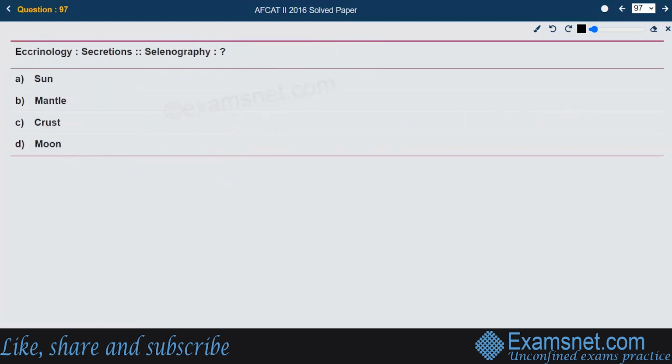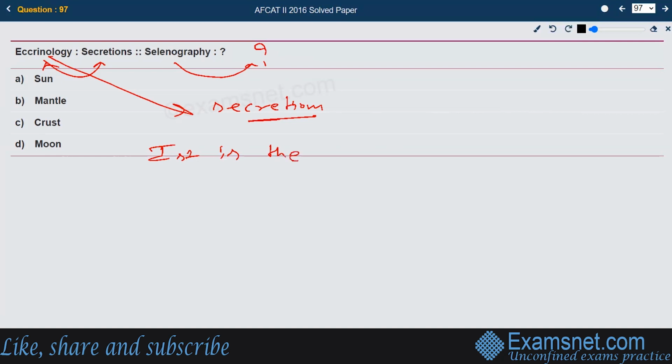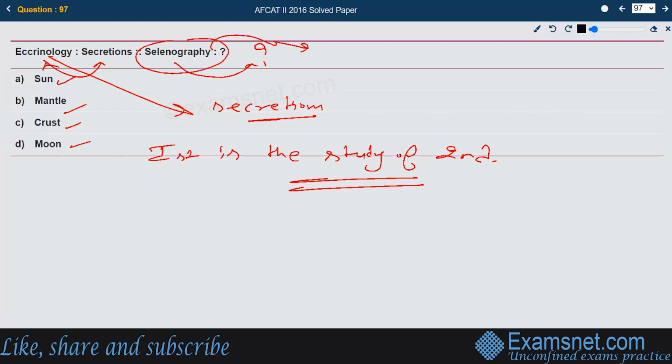Next, the connection between acrinology and secretion, that same connection should be developed between selenography and what? Acrinology simply is the study of secretions only. So we can connect it as: first is the study of second. The options are sun, mantle, crust, and moon. So we need to know selenography is the study of what? Selenography is nothing but the study of moon. So the right answer becomes option number D, moon. First is the study of second.